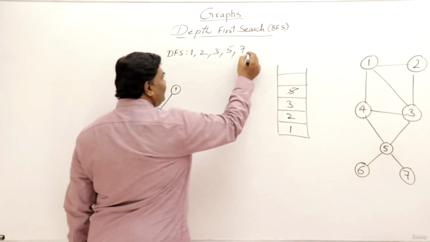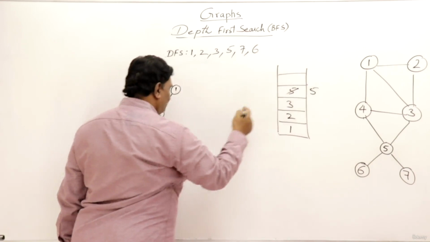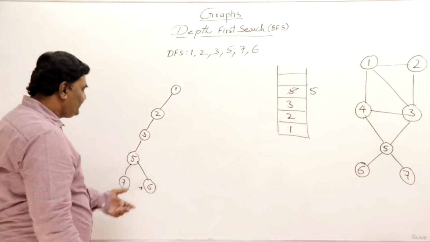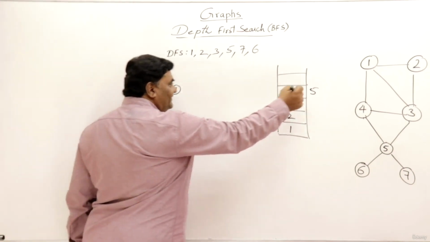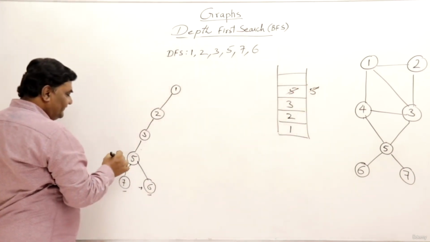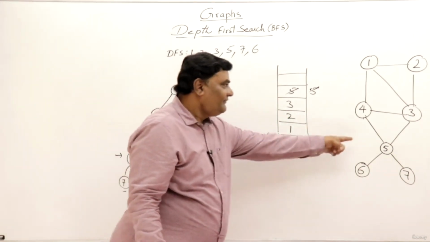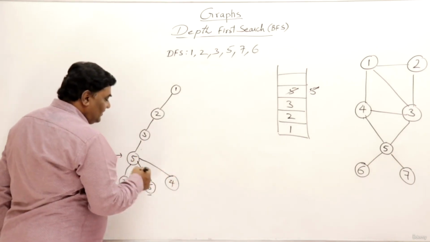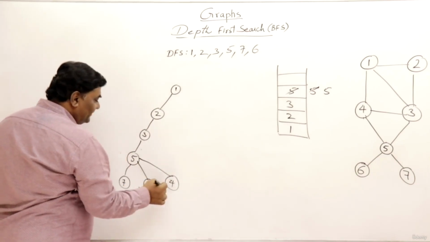Okay, visit 6. Push 5 again into the stack and start exploring 6. From 6 we cannot go anywhere. So this is completely explored. Go back to the previous vertex. Pop out 5. So we are again here. From 5 I can go on 4 also. Yes, go to 4. Push 5 again into the stack and start exploring 4.